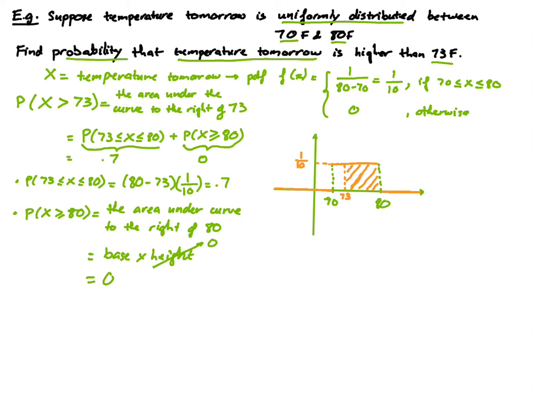And so that tells us that the probability that x is greater than 73 is just going to be equal to the probability that 73 is less than or equal to x, less than or equal to 80, which is 0.7. So in this video, we looked at an example where we computed probability of a uniformly distributed variable.